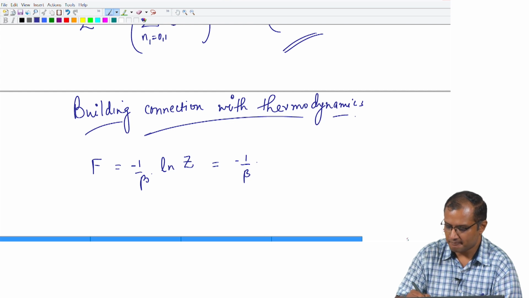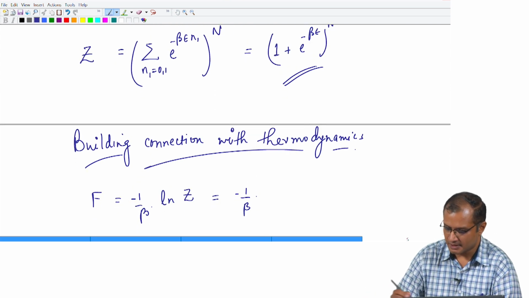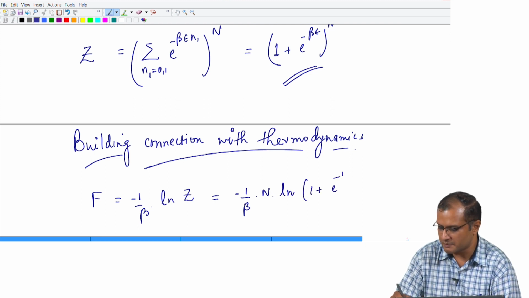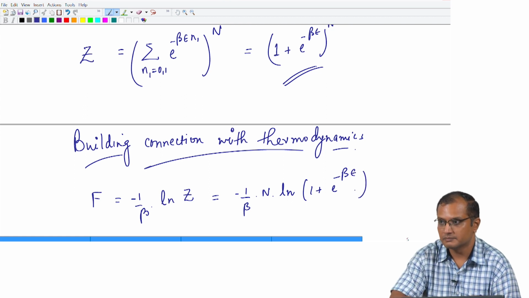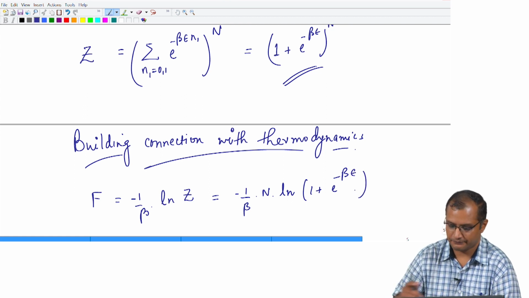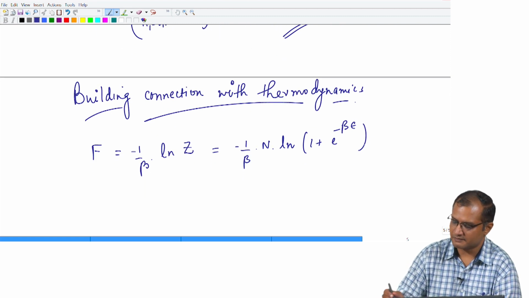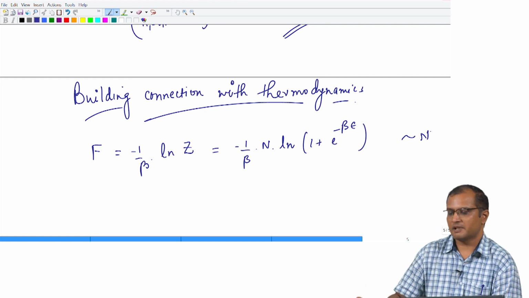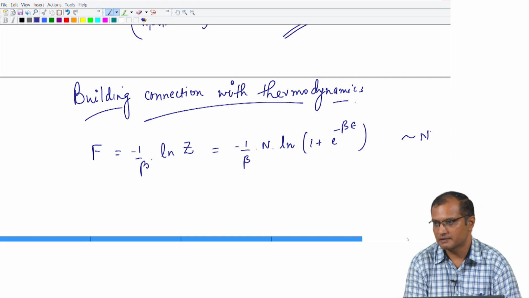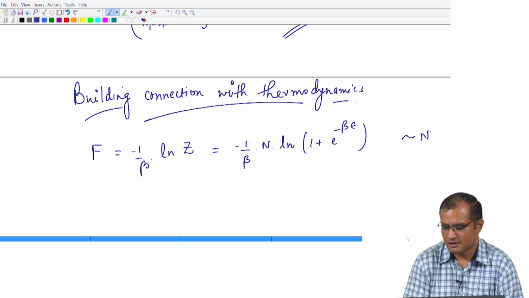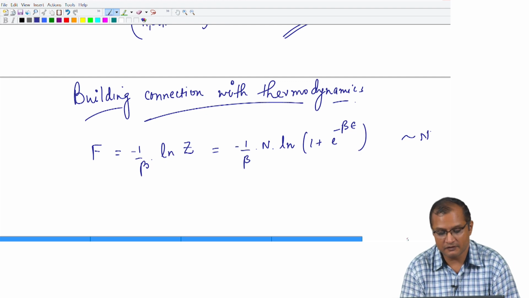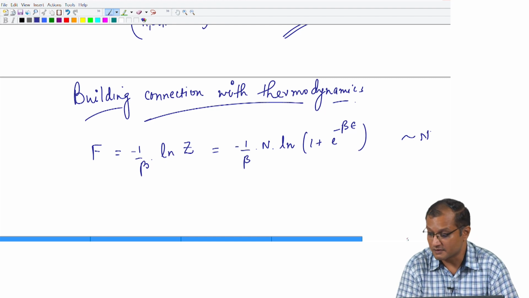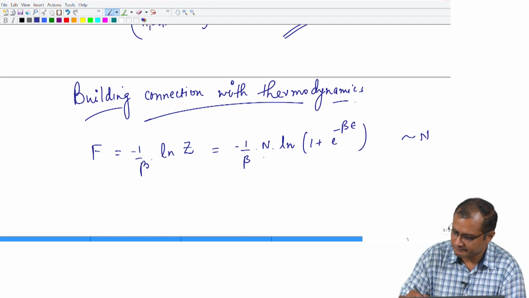as if I look at the definition, it is just N times logarithm of 1 plus e raised to minus beta epsilon. Okay. As you can see, the free energy is extensive, it scales as N, because beta is intensive and ln 1 plus e to the minus beta epsilon is also an intensive quantity. The argument of ln is also intensive. There is only one quantity in the definition of free energy which makes it extensive, and it must be extensive. All energy scales are extensive. It scales as N because of this N. Okay.